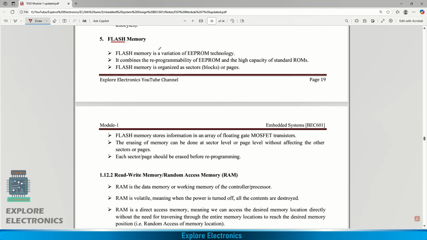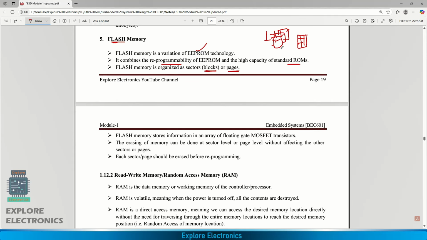This flash memory is also a variation of EPROM technology where it can be reprogrammed, and high capacity standard ROMs are flash memories. So here there are different banks or blocks, or what we call pages. It is arranged one above the other, like different pages of memory. It stores like an array, as we know, with locations, rows and columns, and it stores the data column-wise.